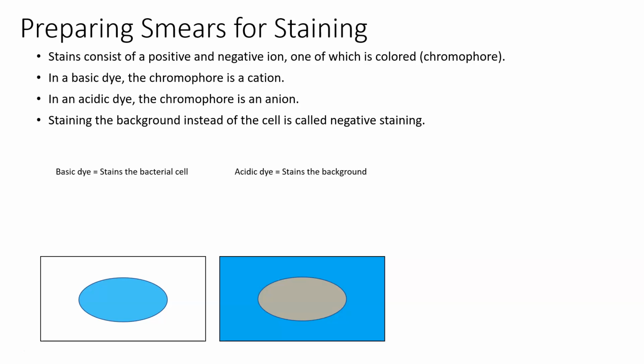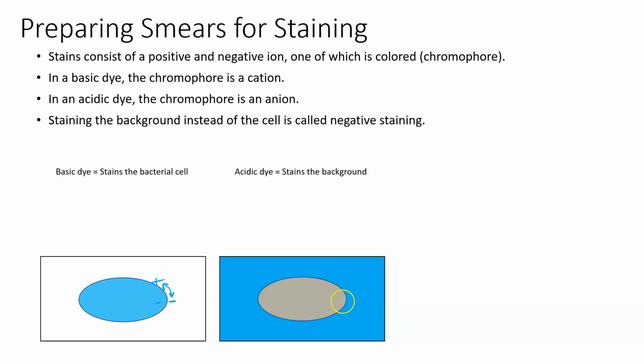So, between these two, because the cell was negatively charged and the chromophore was positively charged, the positive and negative charges attract each other and they actually stick to each other. Okay, so the stain will stick and stain the cell.